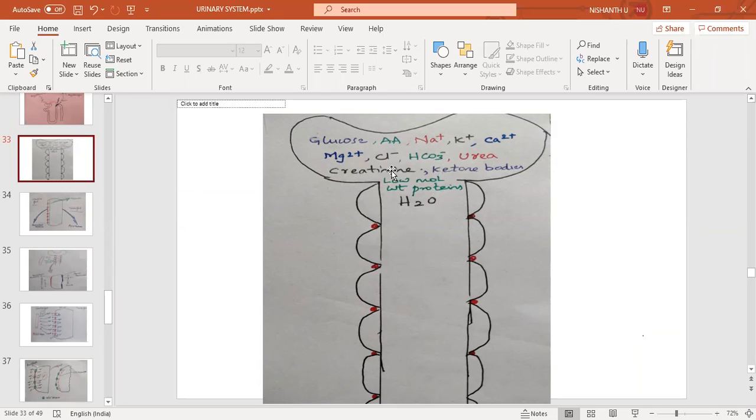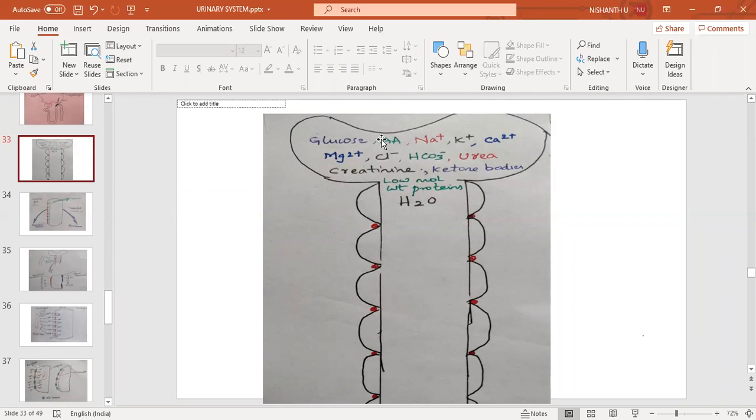For example, you heard about creatinine. Creatinine, 100% almost, will get eliminated from the body, that means in the form of urine. But actually you have to understand that glucose as well as amino acids will not get eliminated or excreted. 100% they will get reabsorbed into the body. Understood the point or not?